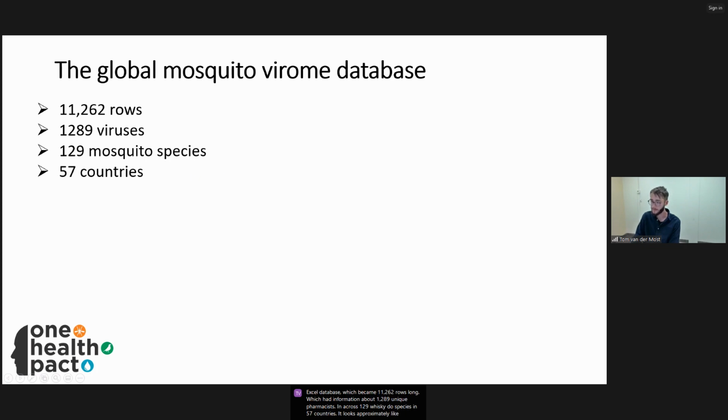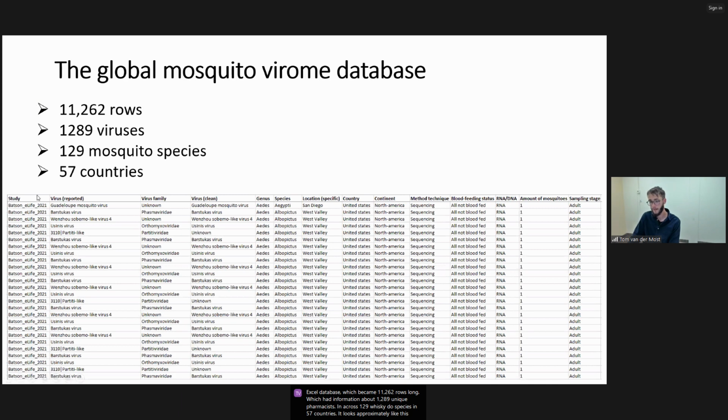It looked approximately like this, where on the left side you have the study. This one is Botson Life 2021. The virus they reported, associated taxonomy at family level, and actually a separate tab on virus. We added this for the purpose of our review, because we wanted to ensure that whatever virus was reported could be linked to that same virus being reported in other studies. And because different namings and different spellings were used, we wanted to clean up this list to ensure that we could compare as much as possible.